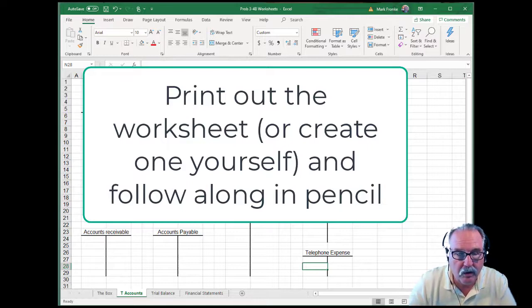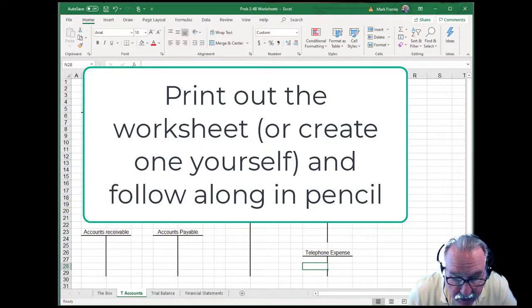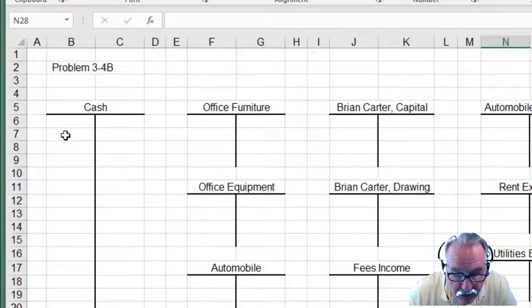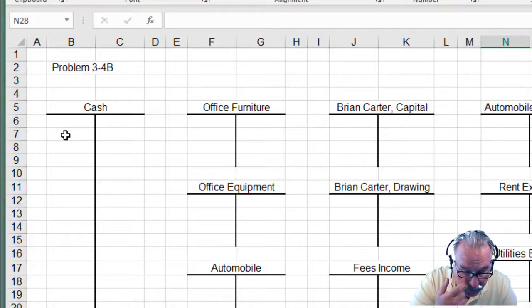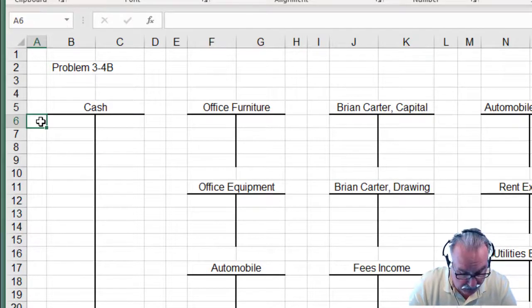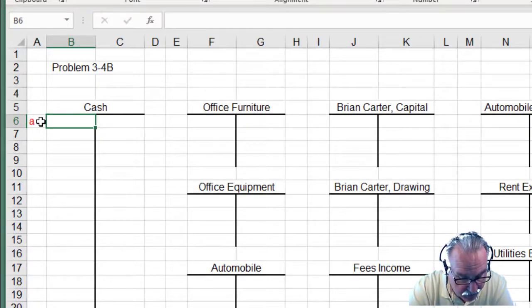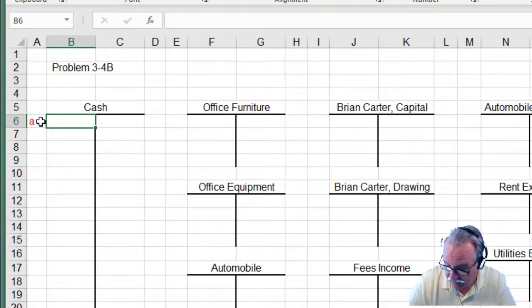So we'll go through these one at a time and record them into the T accounts and then balance it out at the end. So the first transaction says, and this is Brian Carter, attorney at law. His business was started, and this is a brand new business. The first transaction says Brian Carter invested $150,000 in cash to start the business.